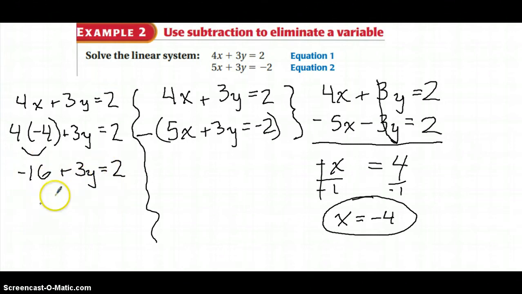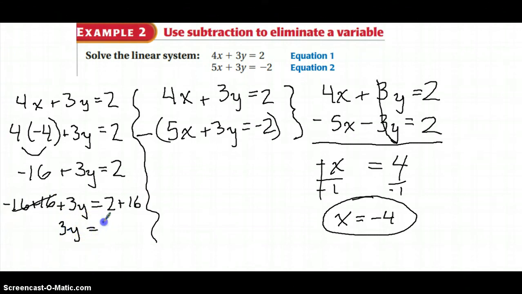So I've got to get rid of this negative 16 first. And to do that, I'm going to add 16 to both sides. So negative 16 plus 16 plus 3y, and again, over here, I have to add the 16 since I did that on the left, so 2 plus 16. And so I see that my negative 16 and my plus 16 cancel out. I have 3y equals 18 over here for the 2 plus 16.